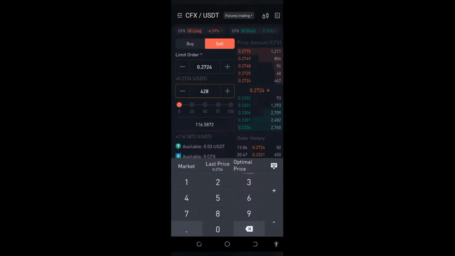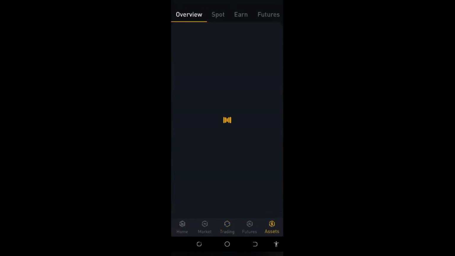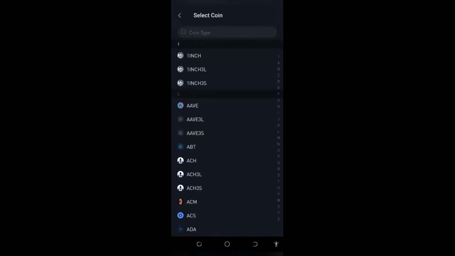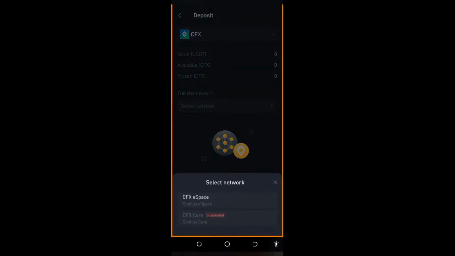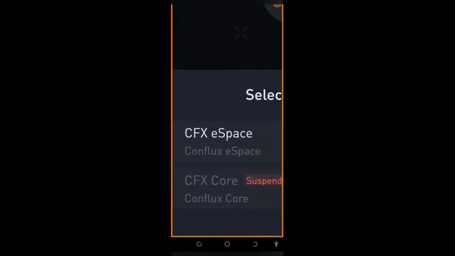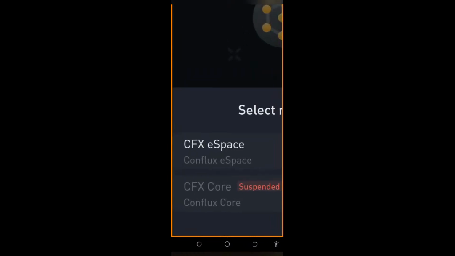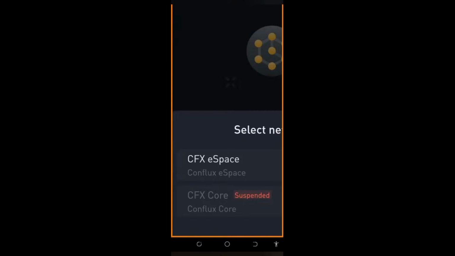But first off, we need to check also the network, the deposit networks, the withdrawal networks, and all of those. So now, since we're here on Buy True, let us check the deposit network, right? Let's see what it is to deposit, what's it called again? CFX. Yes, CFX. All right, so I'm just going to click on that. Okay, what are we seeing here? We're seeing Conflux eSpace. We're seeing Conflux Core. Conflux Core is suspended while Conflux eSpace is available.